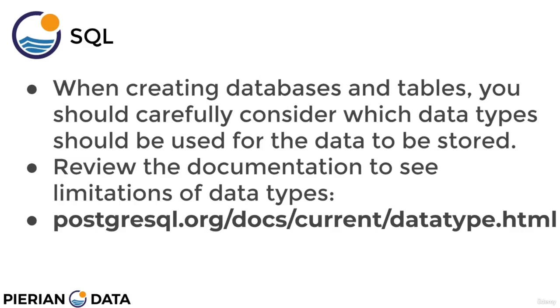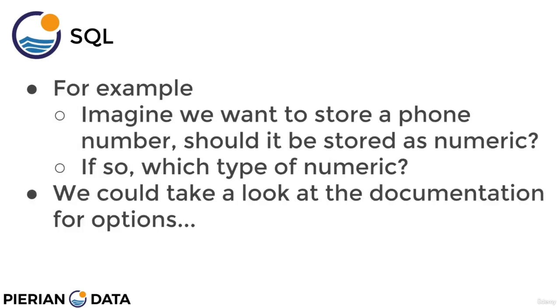So to show you an example of what this would look like, let's imagine we want to store a phone number. And we start thinking, should it be stored as a numeric data type, such as a large integer? And if so, maybe what type of numeric? Should we be storing it as just a normal integer, a big integer, etc.? So we decide we have this task of storing a phone number. And we decide, should we store it as numeric?